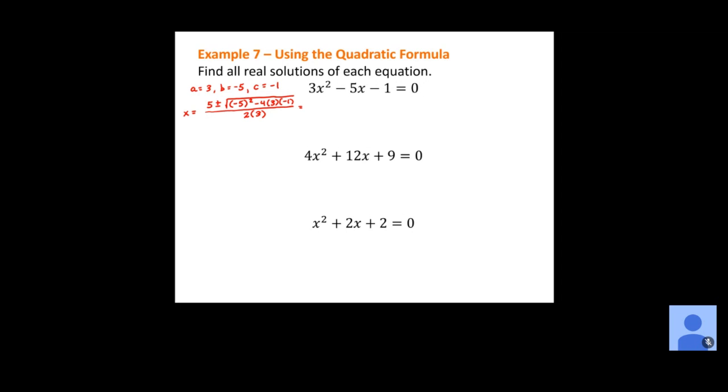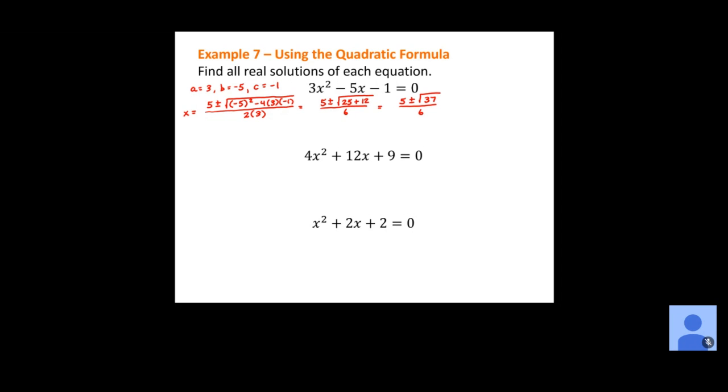Now we simplify. I keep my 5 on the outside, so 5 plus or minus the square root. Negative 5 squared is going to become a positive 25, because when you square a negative, it becomes positive. When we multiply minus 4 times 3 times negative 1, that's actually going to give us a positive 12. So we get plus 12, all over 2 times 3, which is 6. And now we can add the terms inside the square root. So we get 5 plus or minus the square root of 25 plus 12, which is 37, all over 6.